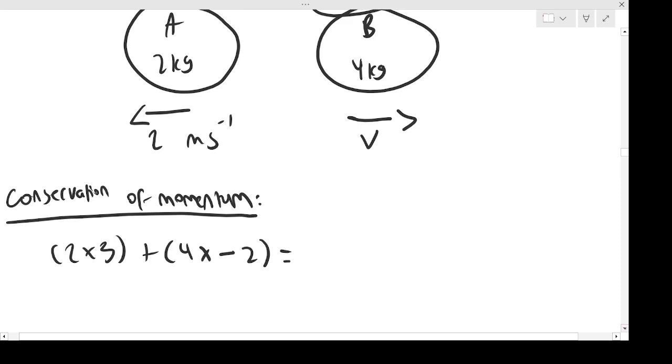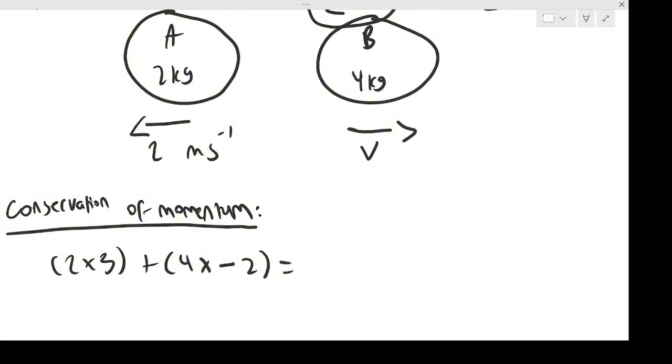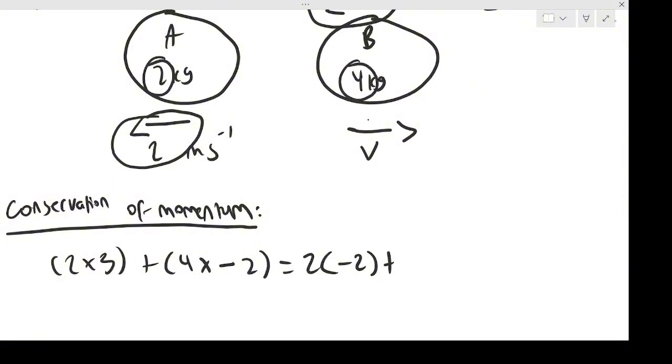Hopefully happy with that. Then afterwards, A has mass 2 and velocity 2, but that's also going in the negative direction. So it's going to be 2 lots of minus 2. And then for B, the mass is 4 and it's V, but that's going in the forwards direction. It's positive, so it's just 4 times V.